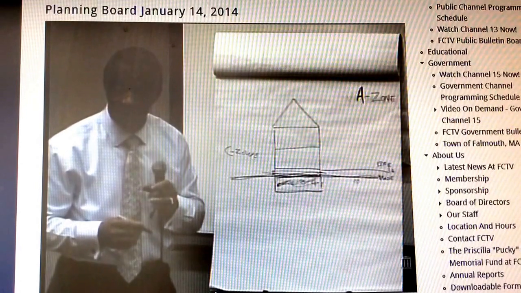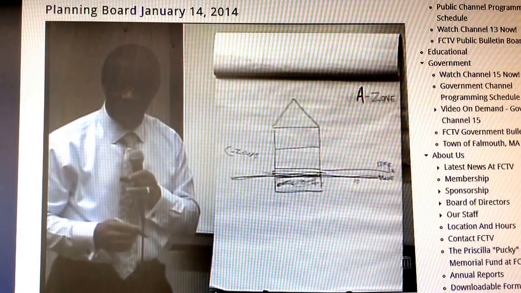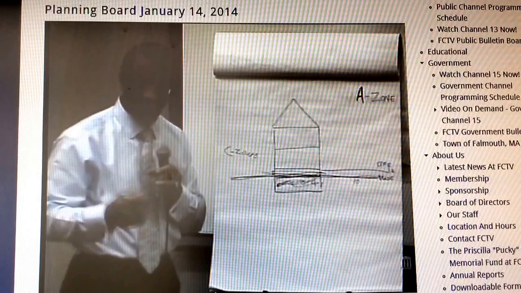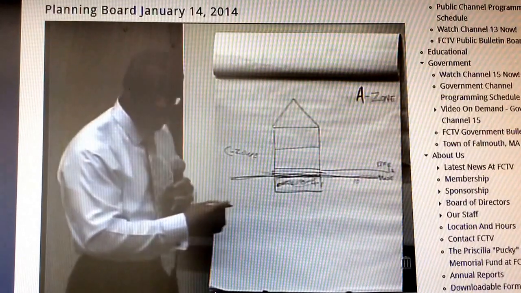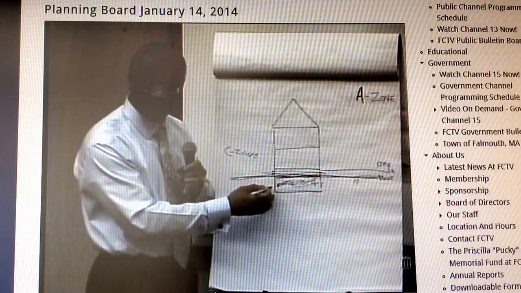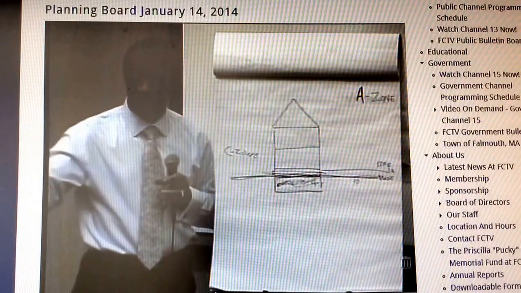Who pays for it? No, they don't pay for it. The homeowner would have to pay for it. Or, if you don't correct that, then your insurance premiums are going to be astronomical.